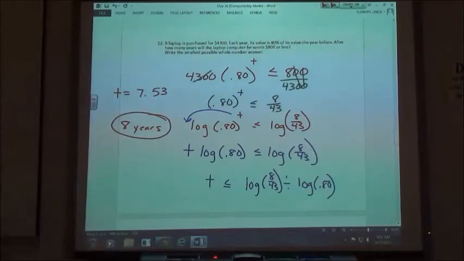But you'll always round it up to the next year, because at 7 you'll be short, so I got to have 8 years before I'm all the way down to $800. All right.